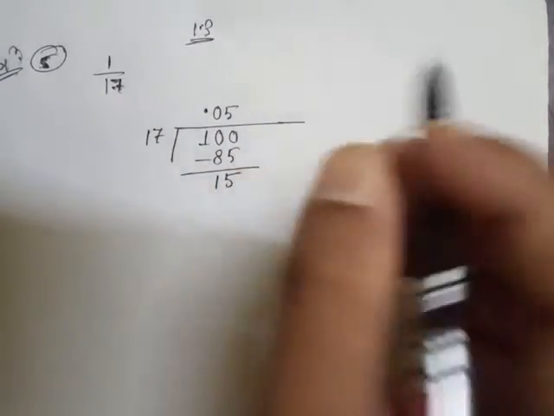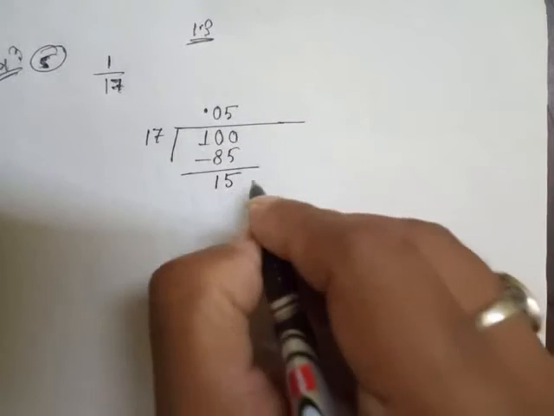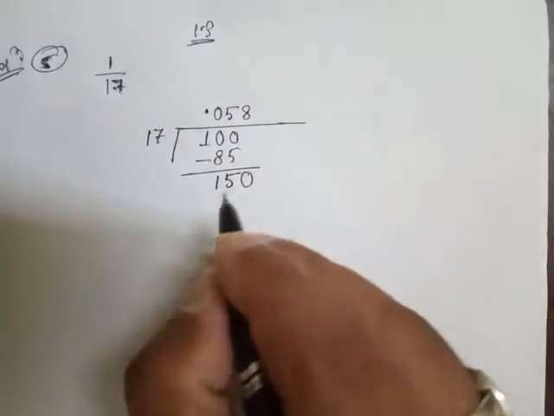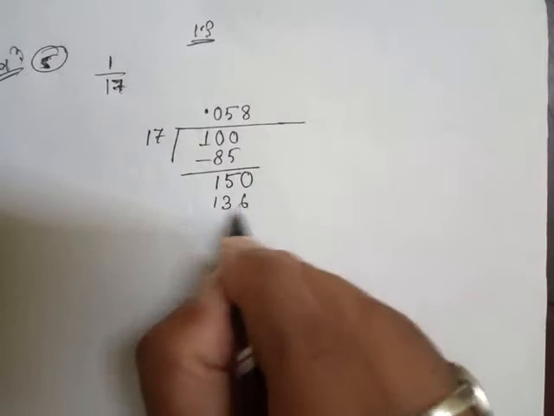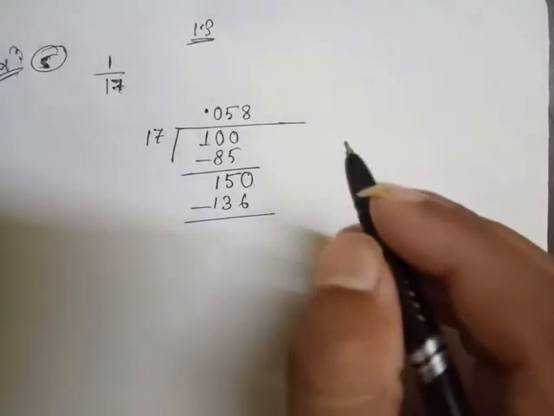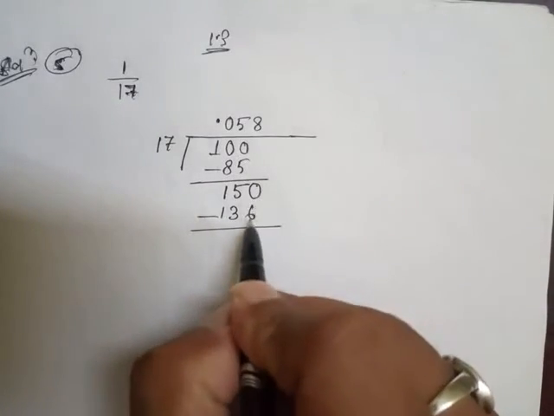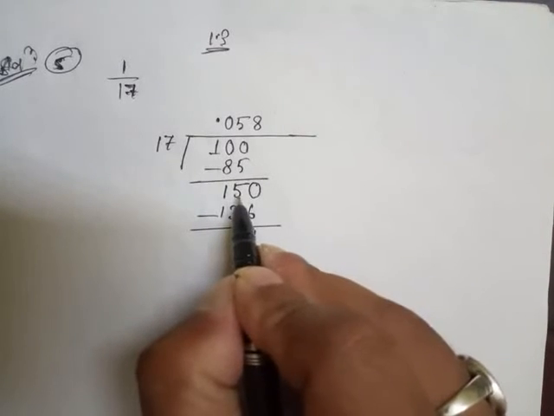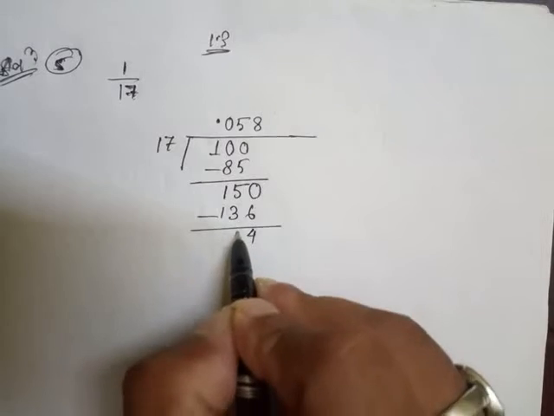Now there is a decimal point and 15 is less than 17, so we'll write here 0, means 150. Now 17 times 9 is 153, not possible, so we'll take 17 into 8. 17 into 8 is 136 here. Now if it is 136, then look here, 10 minus 6 is 4. Now if I carry 1 from here, then 4 minus 3 is 1, giving 14.